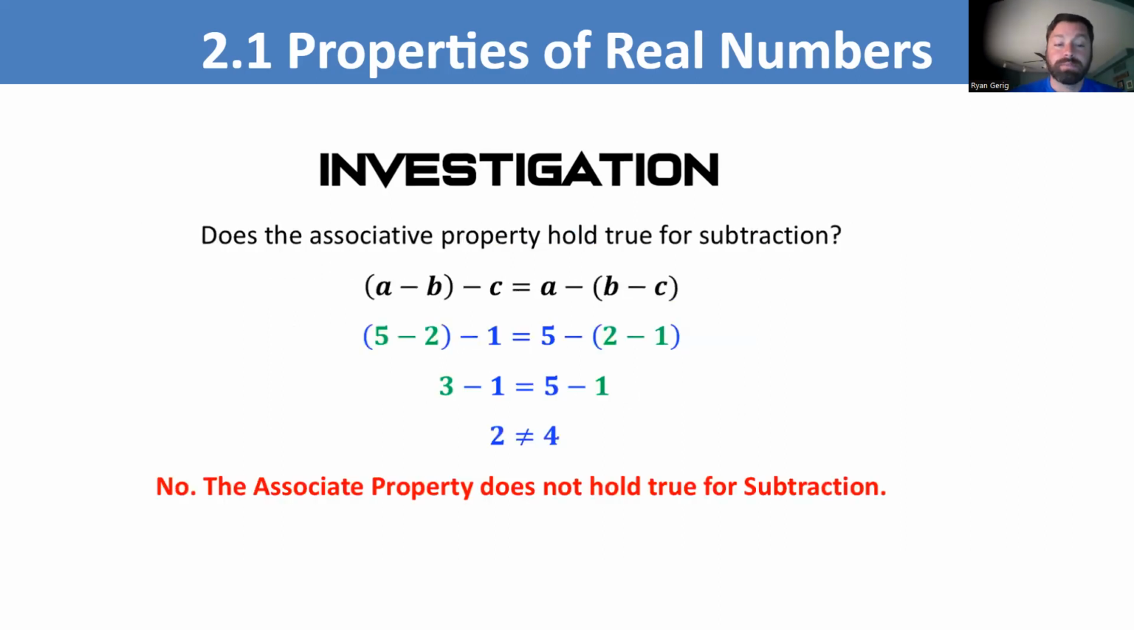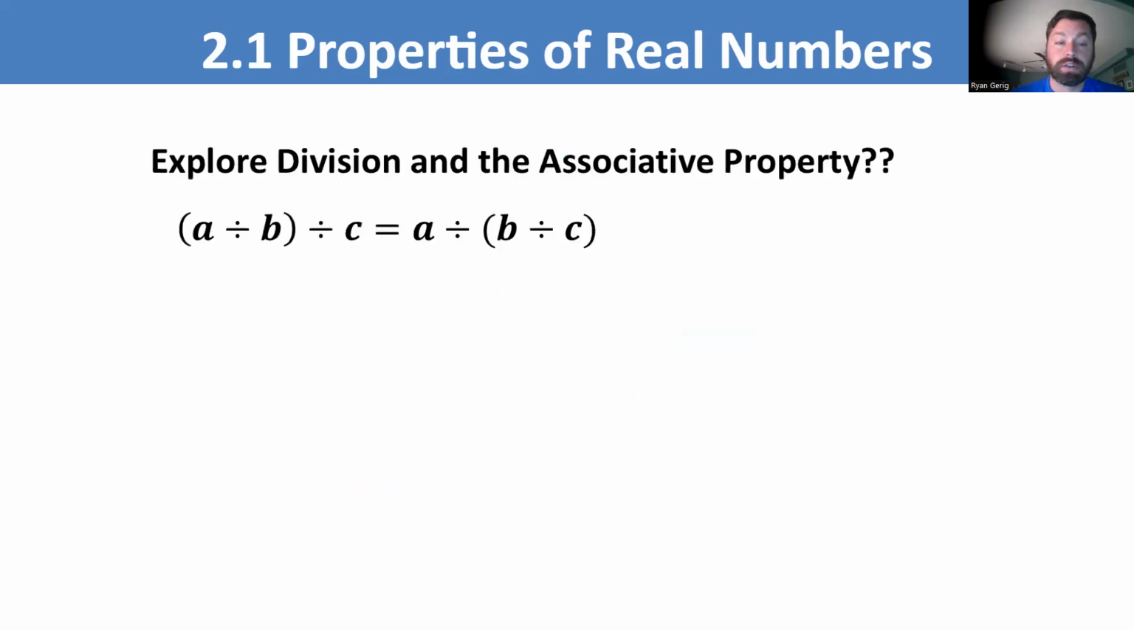With subtraction, I chose 5, 2, and 1. So I grouped the 5 and the 2, and then subtract 1 at the end. 5 minus 2, I got to do that first. That gives me 3. And then 3 minus 1 is 2. On the right-hand side, same numbers, 5, 2, and 1, but I'm going to group the 2 and the 1. So 2 minus 1 gives me 1. 5 minus 1 is 4. 2 and 4 are not equal. Therefore, the associative property did not hold true for subtraction.